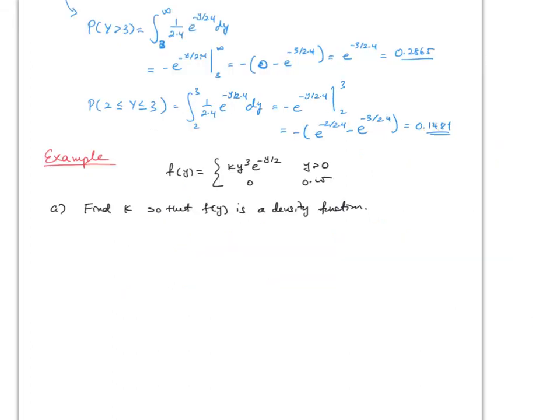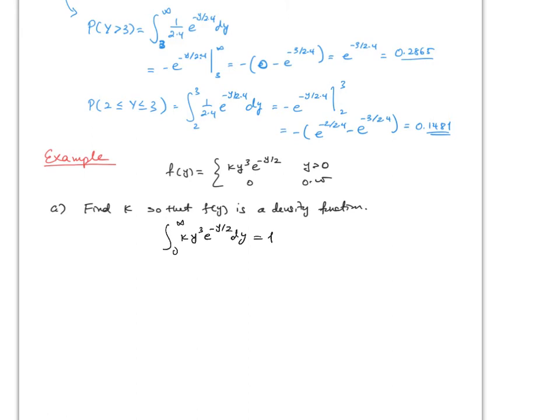All right, let's try another example. Let's say we have the following density function, where this is only valid between 0 and infinity. So part A, what value of k will make this a density function? Remember that all we need to show is that the integral equals 1. That is, the integral from 0 to infinity of k y^3 e^(-y/2) dy has to be equal to 1.